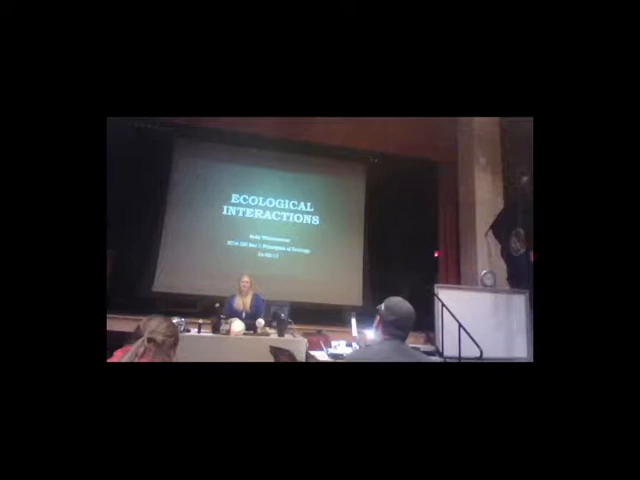A couple of the examples of ecological interactions are predation and herbivory, parasitism, competition, mutualism, and commensalism. We'll go over later what each means. There are competitive ones, which are predation, herbivory, parasitism, and competition. And then there are cooperative relationships, such as mutualism and commensalism. So: predation, herbivory, parasitism, competition, mutualism, and commensalism.